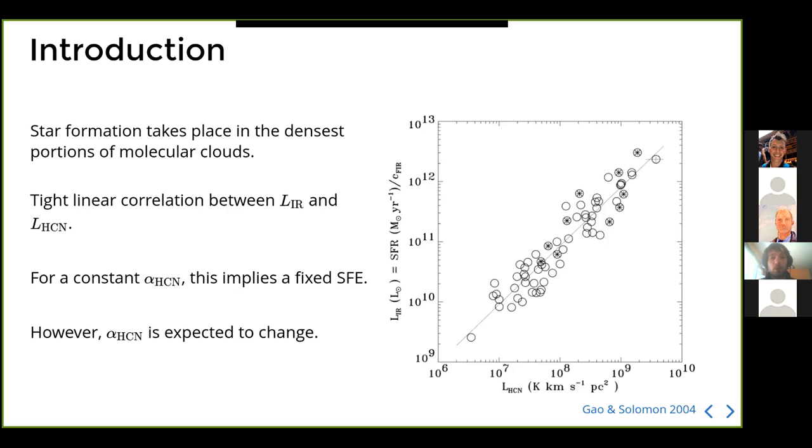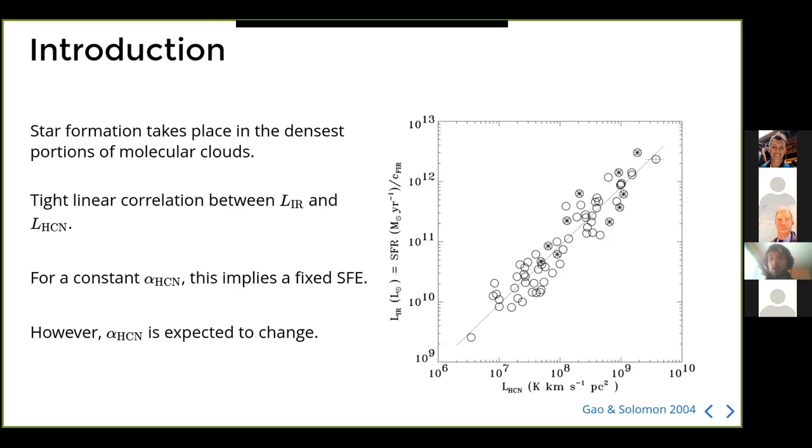And when we look, for example, at other galaxies, like this plot over here on the right, we see that there's a tight linear correlation between the total infrared luminosity, which is a proxy for the recent star formation rate, and the luminosity of the HCN 1 to 0 line, which tells us that this might be more closely related to this dense gas than other tracers such as CO. And this is particularly interesting looking at these correlations between, in this case, using the HCN line as a proxy for the mass of dense gas, and the infrared luminosity as a proxy for the star formation rate.